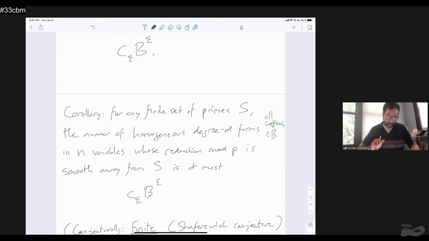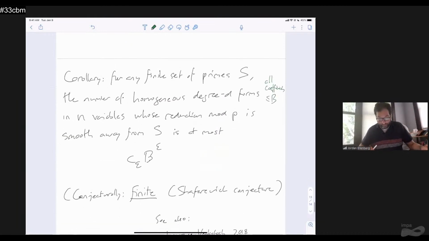And what our theorem shows is that that number grows very slowly with b. It grows more slowly than any power of b. Now, what's supposed to be true is that that set is actually finite. And in some sense, we're coming back to the beginning of the talk, because that's a form of what's called the Shafarevich conjecture. And the fact that this is true for forms in 3 variables is at the heart of the proof of Faltings' theorem.